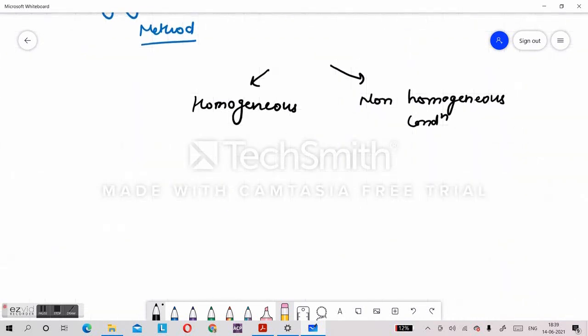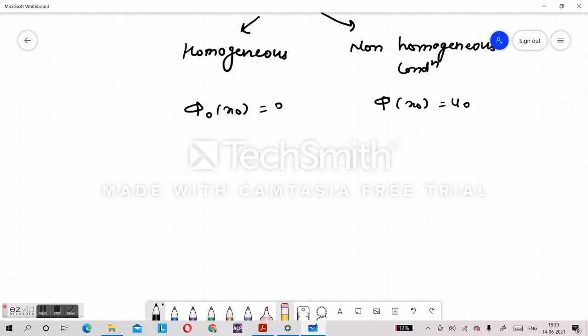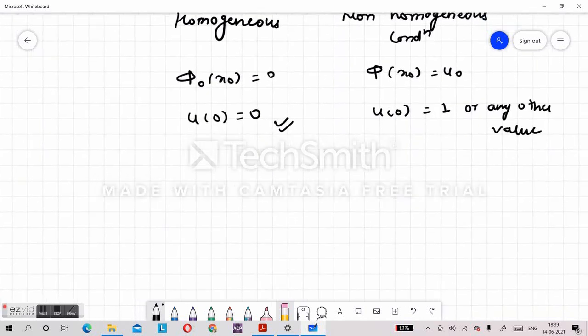What are homogeneous conditions? Those in which this term is equal to 0. Let me give an example. If u(0) equals to 0, then it is a homogeneous condition. If u(0) equals to 1 or any other value, then it is a non-homogeneous condition.